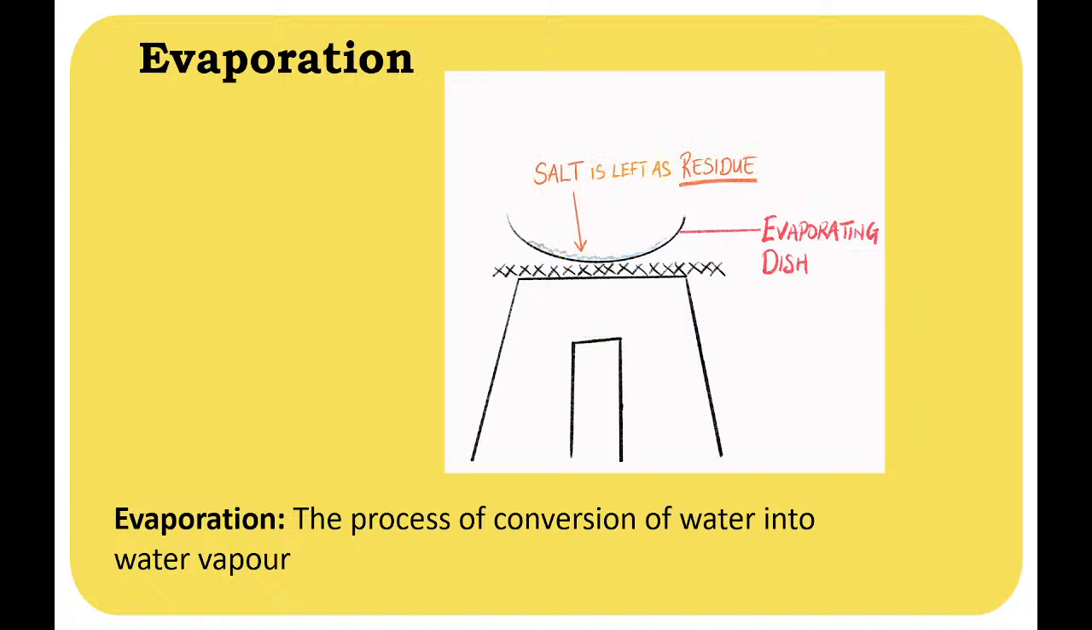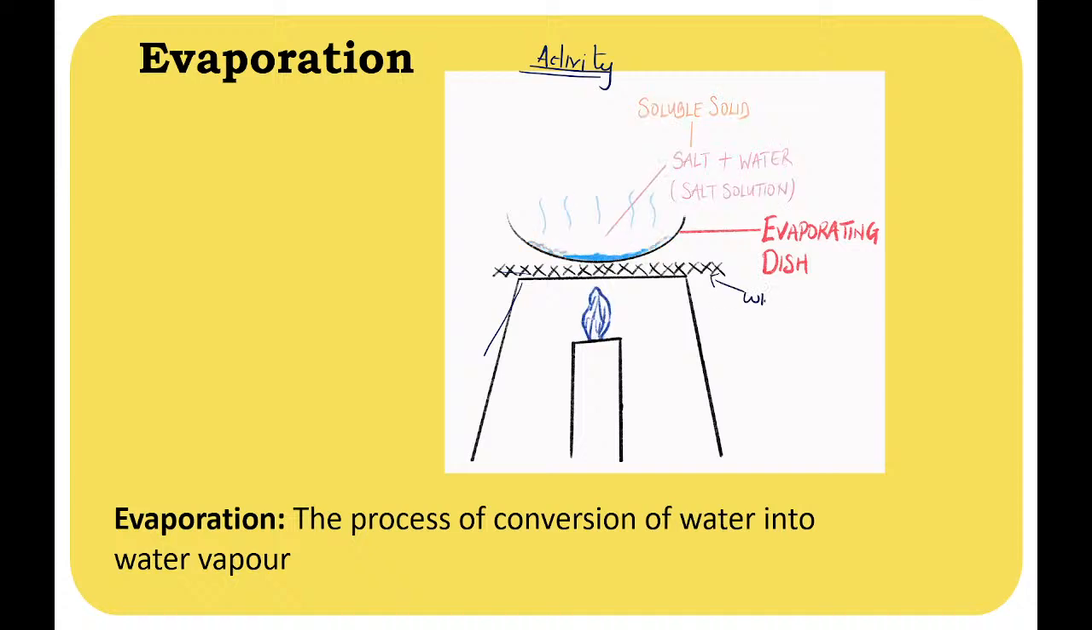So here you can see the method of evaporation. That's an activity. I will also send you a link about this activity later on. That's called a tripod stand, a stand. There's a wire gauze, that's called wire gauze. And we have this evaporating dish over here.